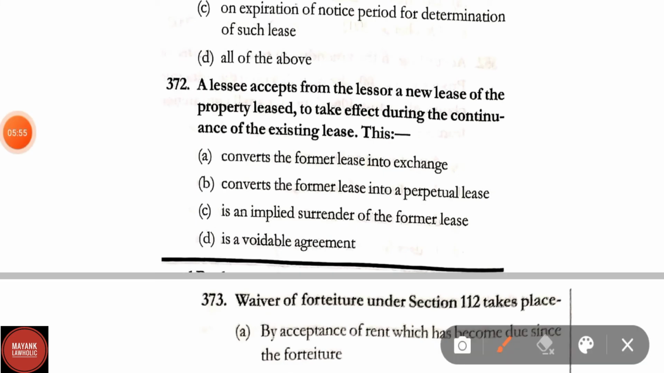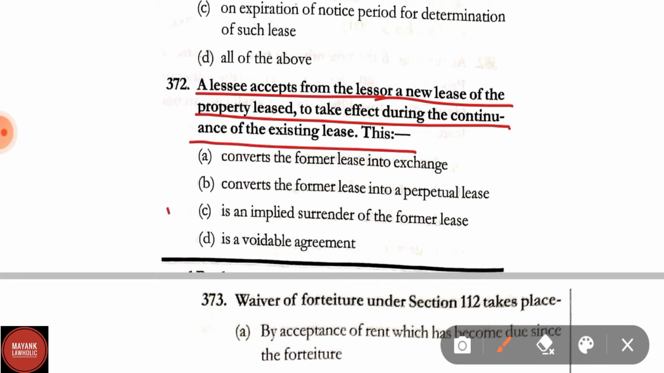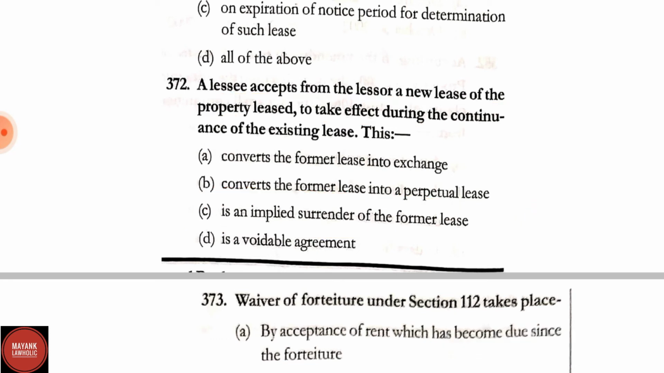Question number 372. A lessee accepts from the lessor a new lease of the property to take effect during the continuance of the existing lease. This converts the former lease into an exchange, converts the former lease into a perpetual lease, is an implied surrender of the former lease, is a voidable agreement. Here correct answer is option C, that is an implied surrender of the former lease.